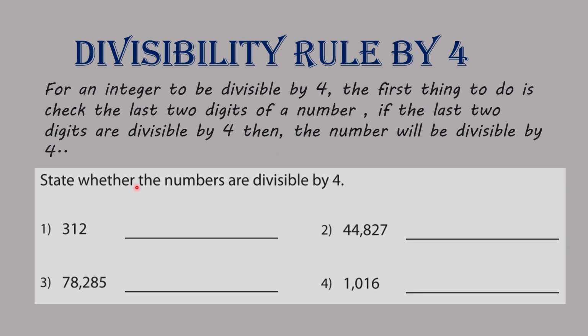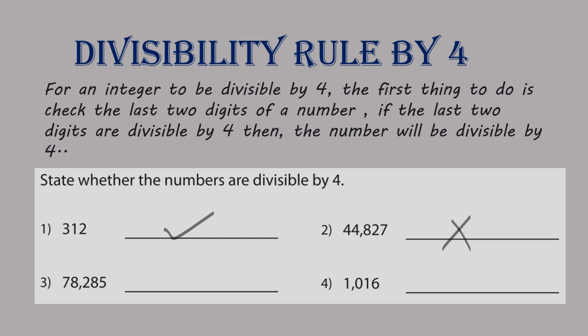Okay, now let's see. State whether the numbers are divisible by 4 or not. The last two digits are 12, and 12 comes in 4's table. So that's why this will be divisible. Then over here, the last two digits I have are 27. 27 doesn't come in 4's table, so this number will not be divisible by 4.